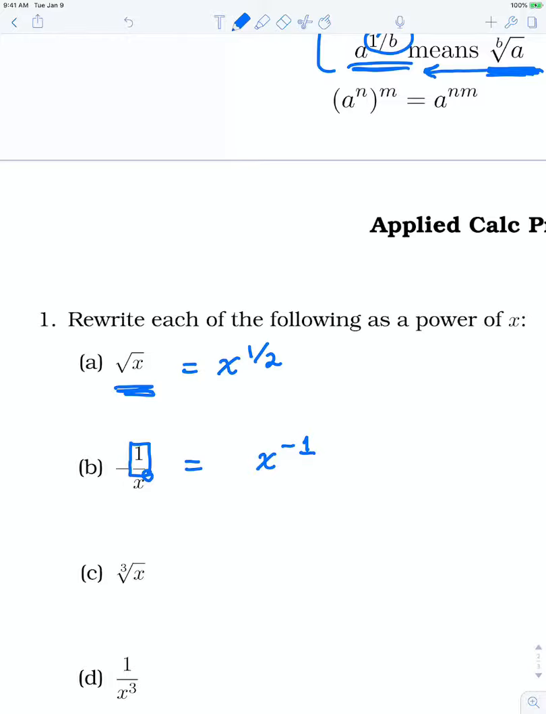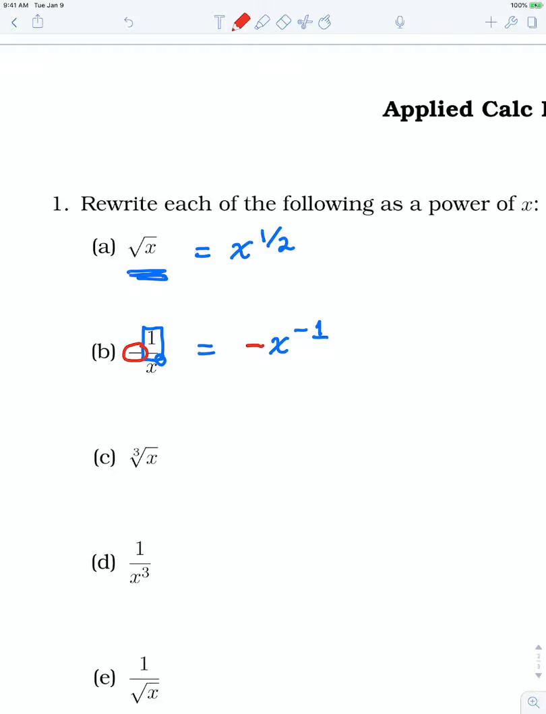Now that does not include the negative that's out in front. The negative that was out in front is not part of the power, it's not part of the 1 over part, it just goes in front just like it was originally, so negative x to the negative 1.